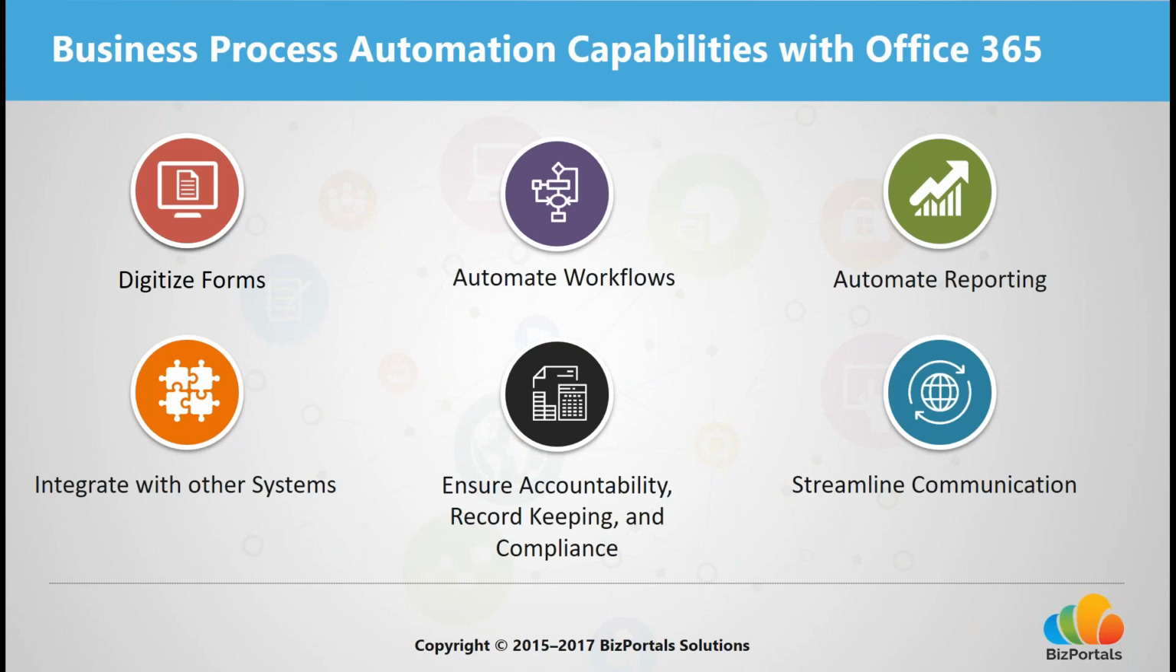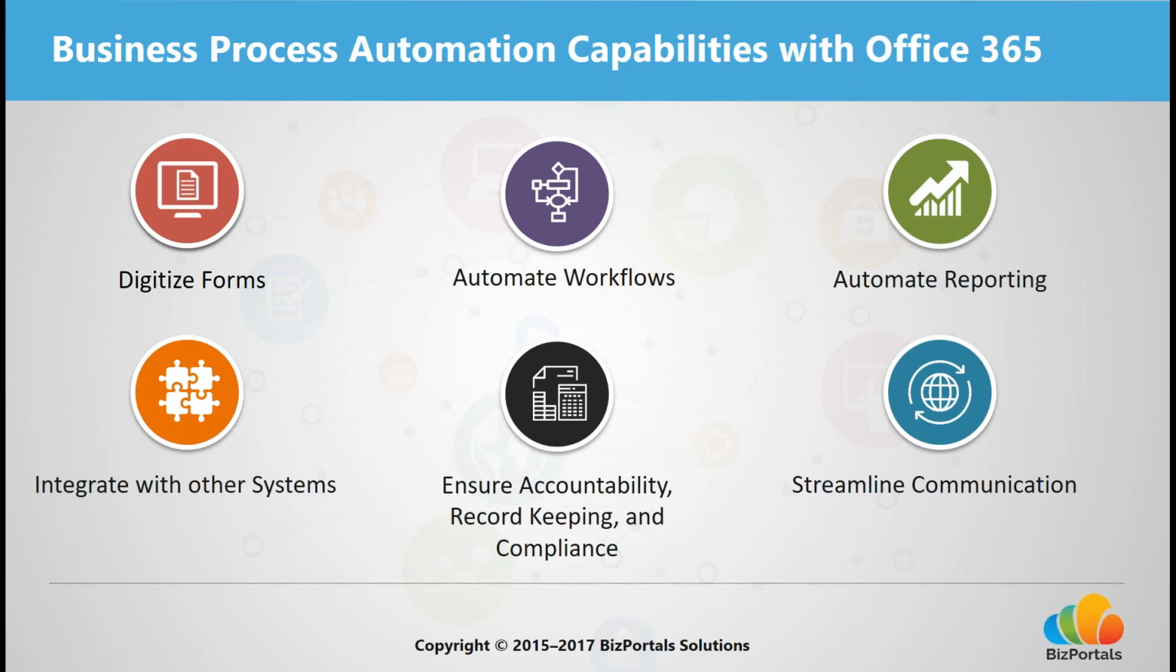So how does business process automation on Office 365 solve these common challenges? One, it digitizes your paper forms, so you don't have to search, print, scan, and physically file these forms anymore. Two, it automates workflows, from simple multi-step workflows like approving time off and purchase requests from your manager, HR, and finance, to more complex workflows such as managing inventory, formula reviews, compliance, or IT help desk tickets.